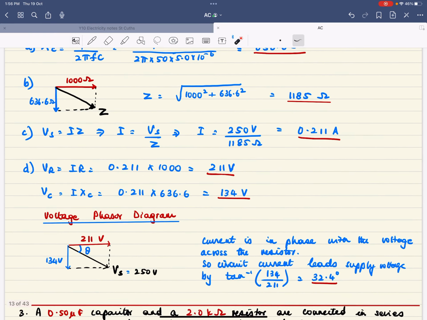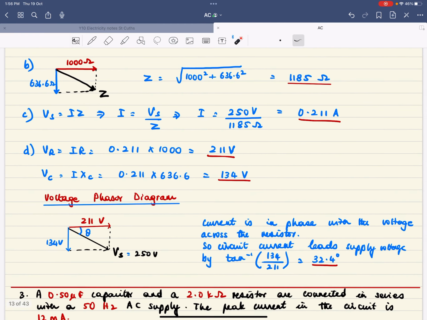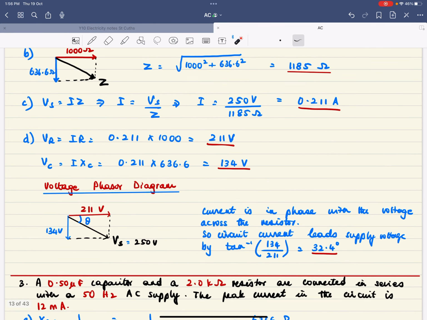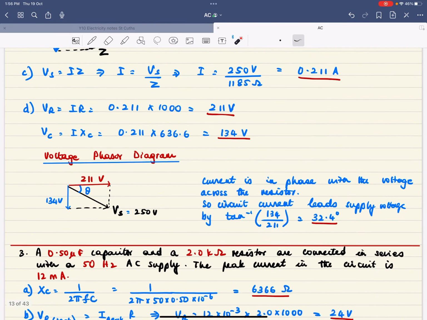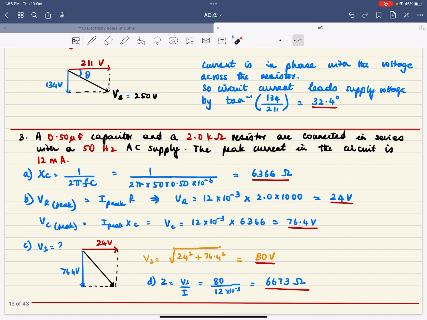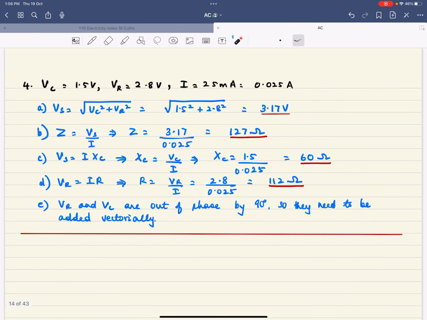And remember, you don't mix up voltage and impedance phasor diagrams. They need to be kept separately. And remember, the current is always in phase with the resistor, so your supply voltage will always lag the current, or your current will lead the supply voltage. So here's another question, and then there's one more over here.